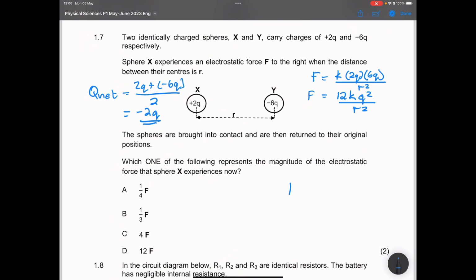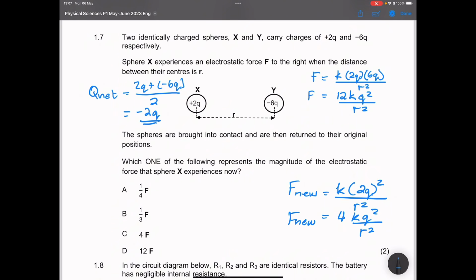So which means now the new force, and I'm going to state new, so I want to relate the new force in relation to F. So the new force will be K times 2Q times another 2Q, right? So it will be 2Q squared divided by R squared because it was placed exactly at the same place. So now we've got 4, right? That's KQ squared divided by R squared. So this is the new force.